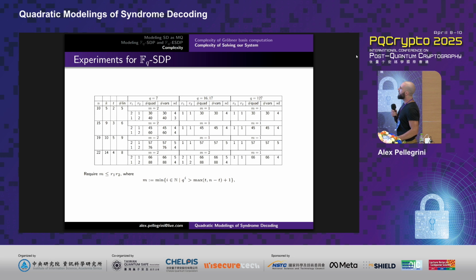And instead, for FQ SDP, the syndrome decoding problem over FQ, we gave some examples, and we tried to adjust the R1 and R2, so changing a little bit the size of the finite field we work on and the number of variables in the equation. And we can see that there are some choices that are really changing the solving degree. So some systems are actually better or easier to solve than others.